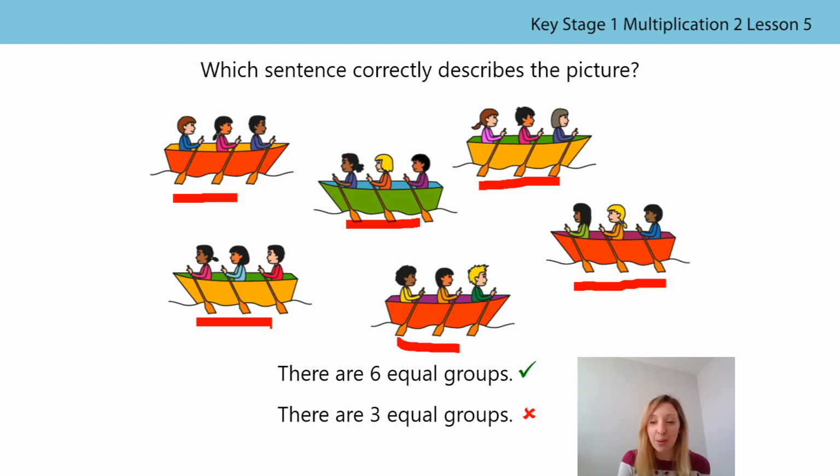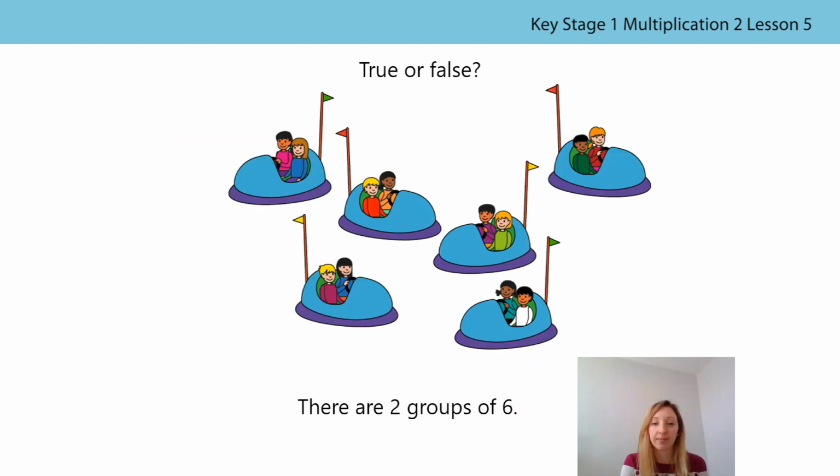There are 6 equal groups. Fantastic. We've gone away from the river now and we've moved to the fairground. Can you see all the bumper cars? Have you ever been on a bumper car? They're great fun, aren't they? So again, I don't need to circle the children. It's just like the boats because they're all in one bumper car. So one bumper car is one group.